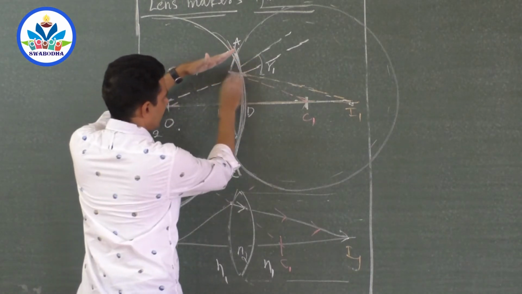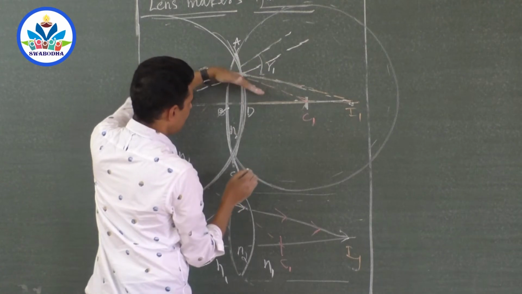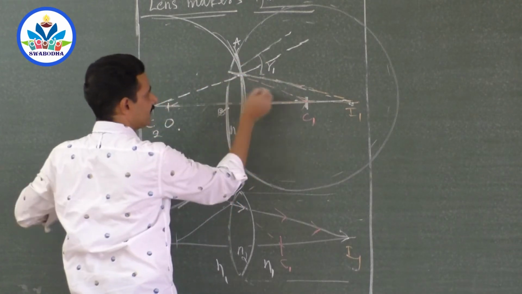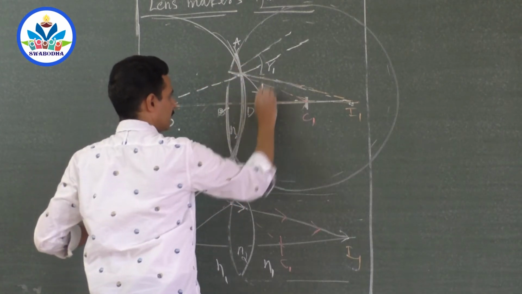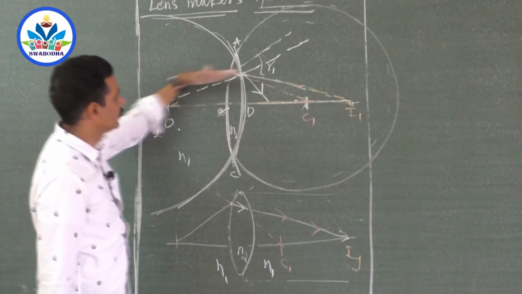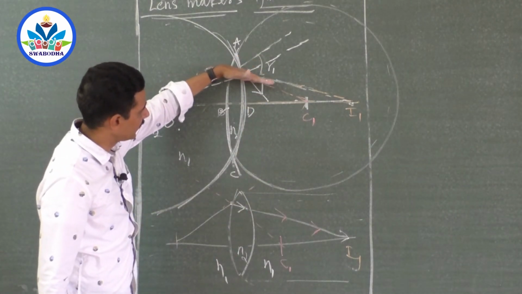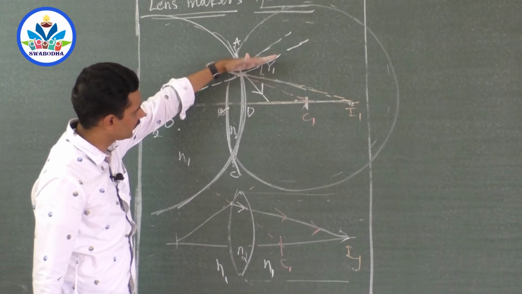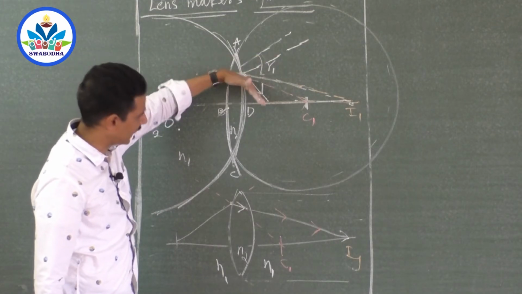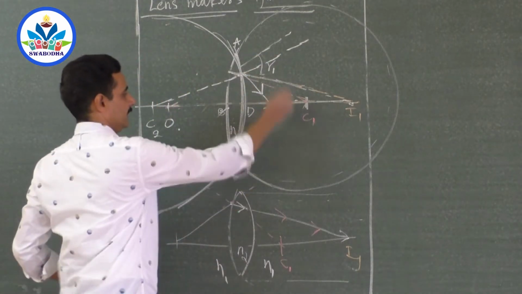This ray, which was traveling like this, should bend away from the normal, denser to rarer. Away from the normal means like this. Otherwise, if it was bending like this, it would have been towards the normal. It should be away from the normal, like this. This is the final image.